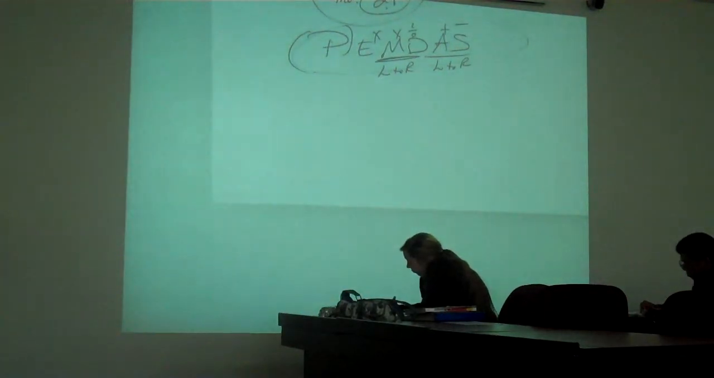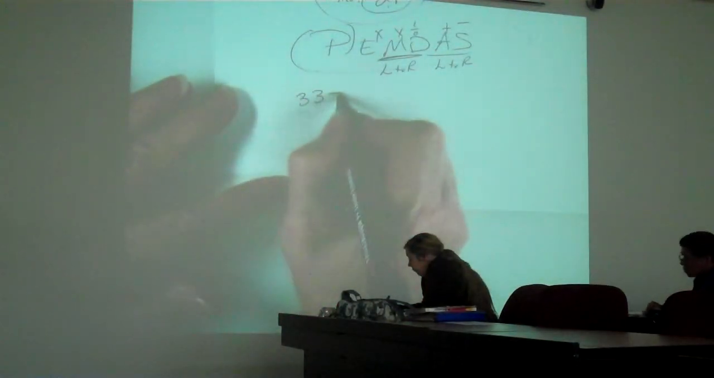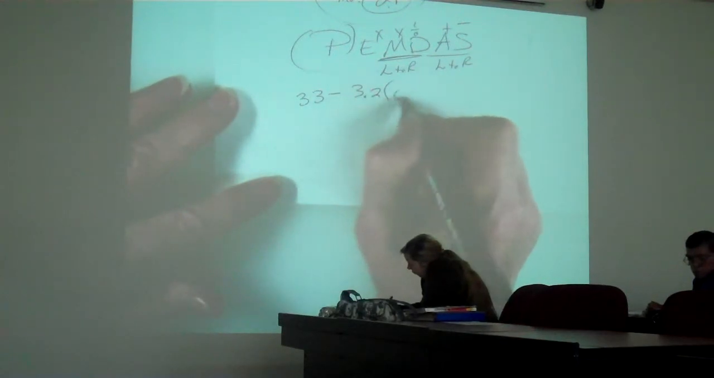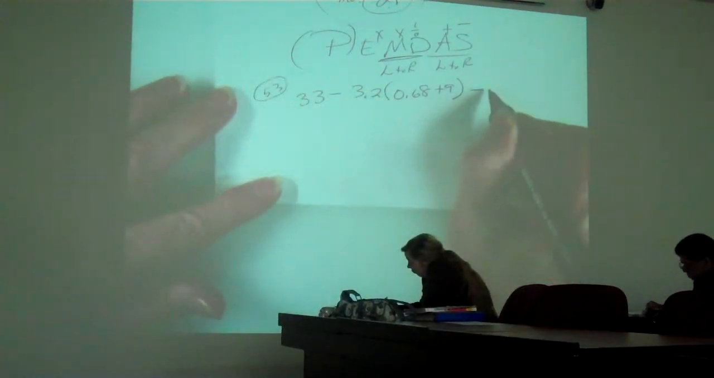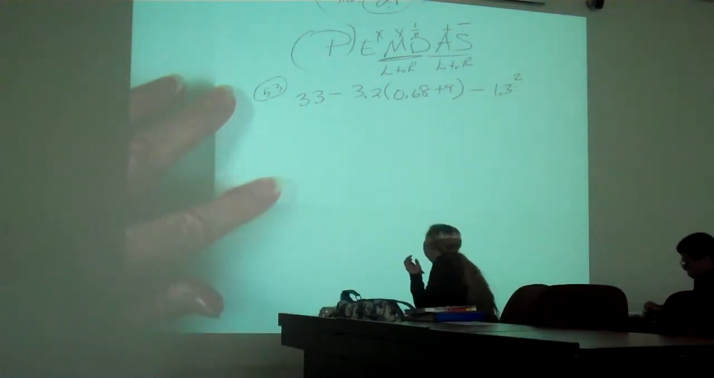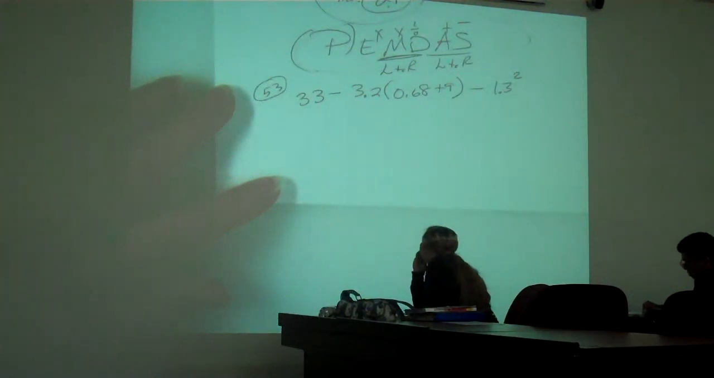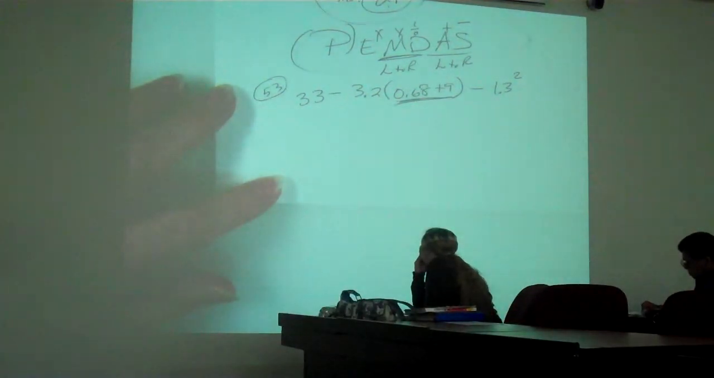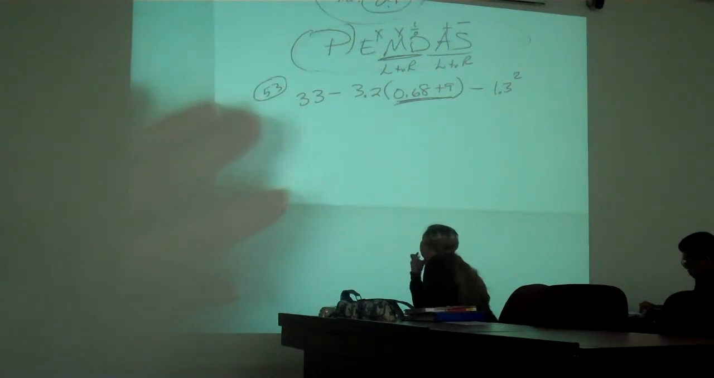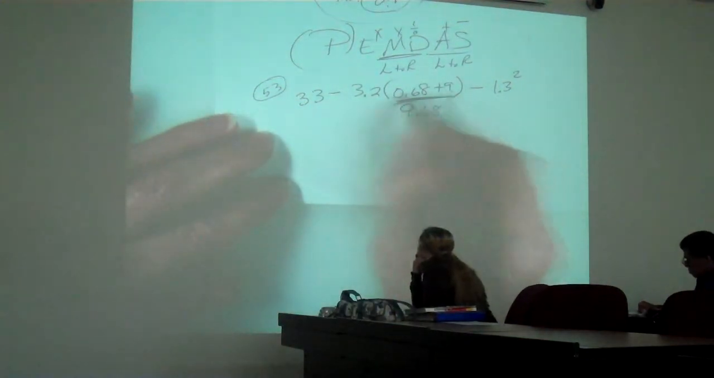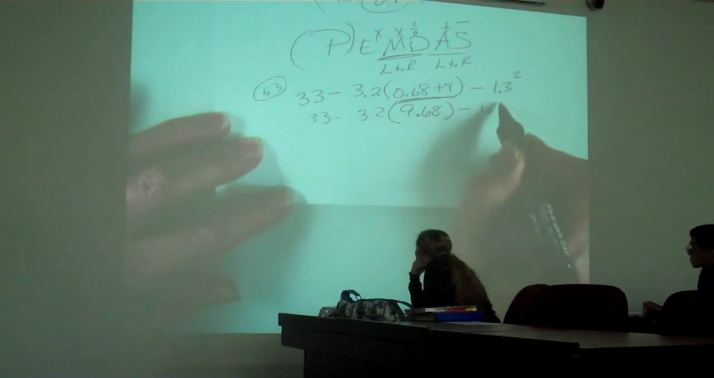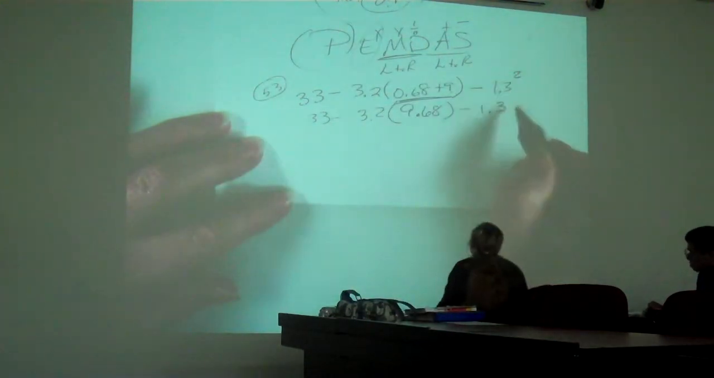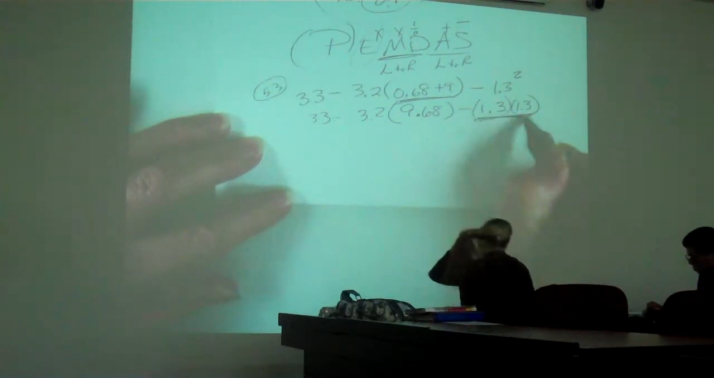Okay, so let's do one that has a little mixture of about everything. Number 53. 33 minus 3.2 times parentheses 9 plus 0.68 end parentheses minus 1.3 squared. What's to say to do first? Parentheses, so let's do that first. 9 plus 0.68 is 9.68. We're just adding those, right? Okay, what did it say to do next? Exponents, so we're going to do this squared, so we're going to do it times itself, right?